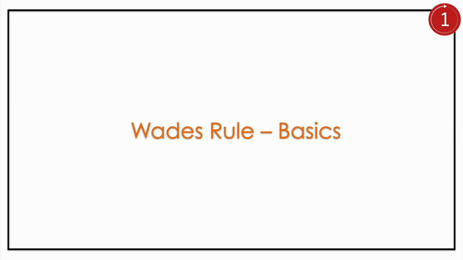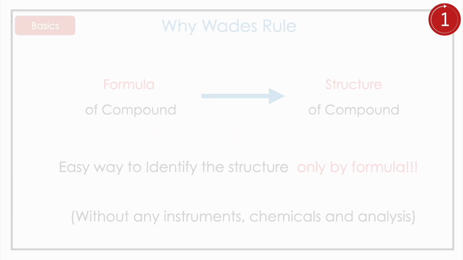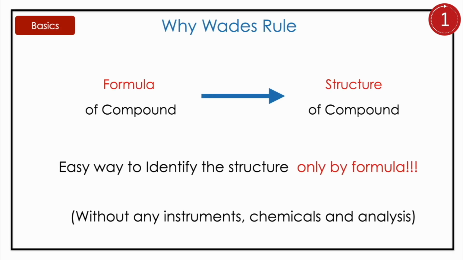The first section we will see here is Wade's rule and the basics behind it. What is Wade's rule? Why are we studying Wade's rule? That is, we are identifying structure from the formula. It is very important. We are not using any instruments or any chemicals. Without that, we are getting the structure just by the formula and a few calculations. That's why it got famous. So Wade's rule helps you to find the structure.